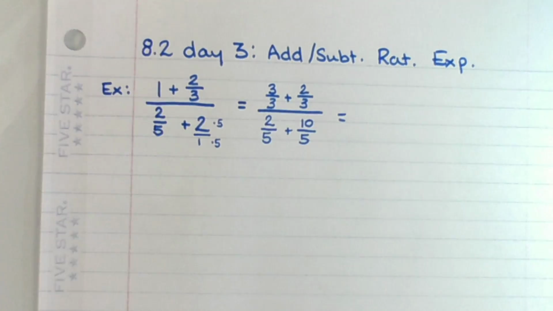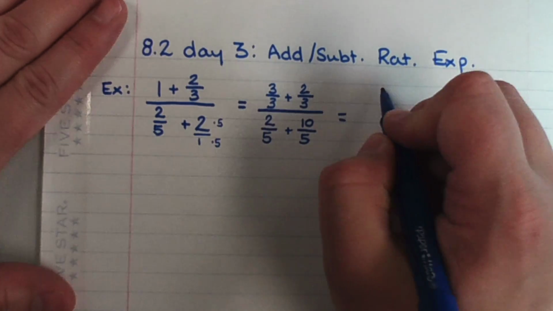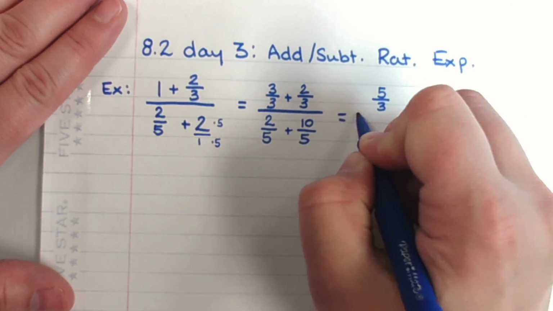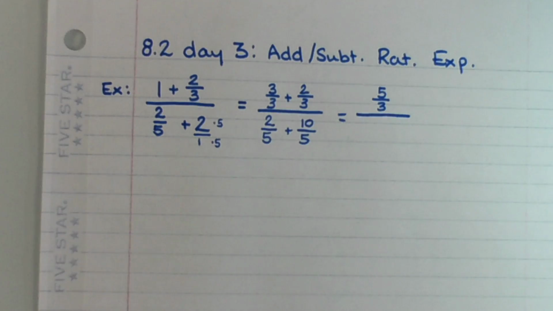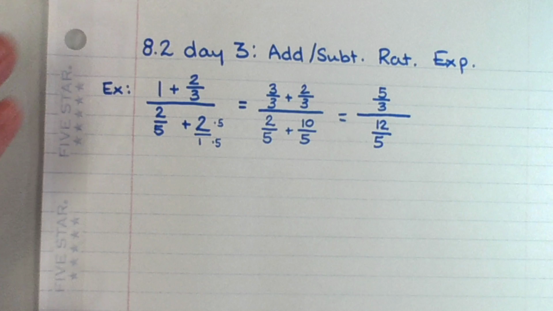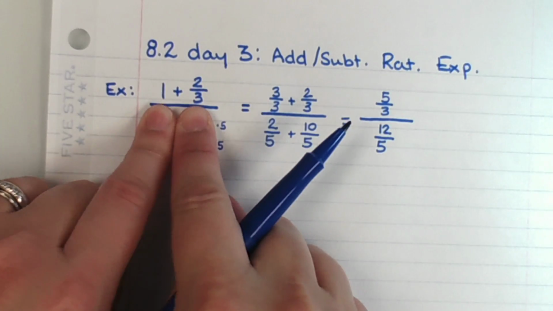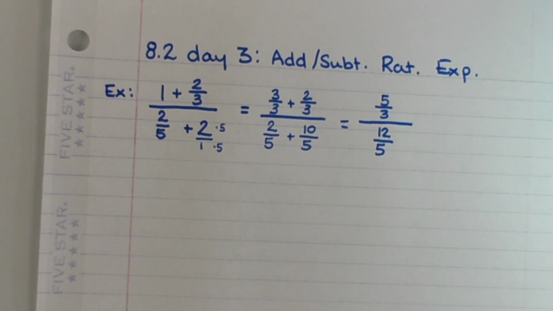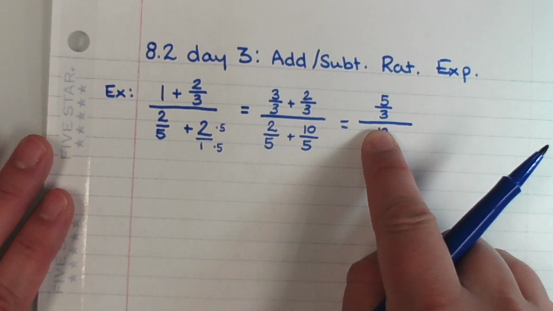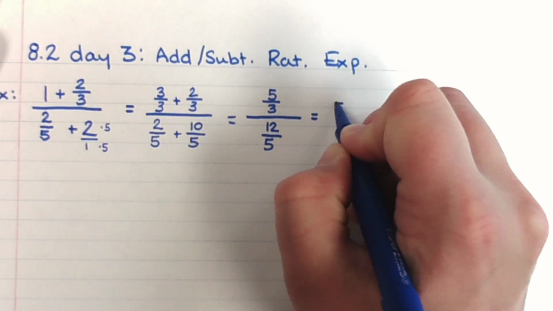And now that I have the common denominators, I can do the addition. 3/3 plus 2/3 is 5/3. Over. 2/5 plus 10/5 is 12/5. So when there is multiple fractions or multiple terms in that numerator or in that denominator, you need to get to adding them first. And then a fraction bar is nothing more than a division symbol. Then we can change this to divide.